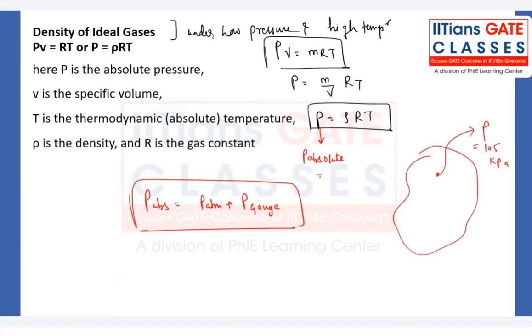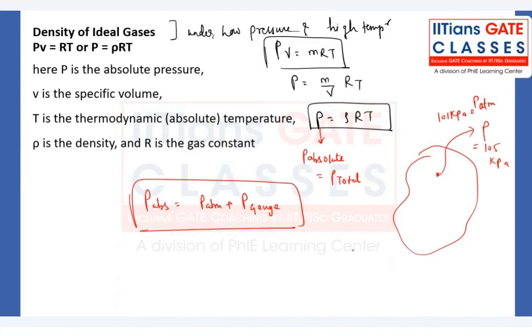Absolute pressure, you can treat it like a total pressure. Absolute pressure only. 105 kilopascal means that 101 kilopascal is atmospheric pressure, and the remaining 4 kilopascal is additional pressure, right? At that location, the pressure might be more than atmospheric pressure, right? That's why it is more than atmospheric pressure, right?